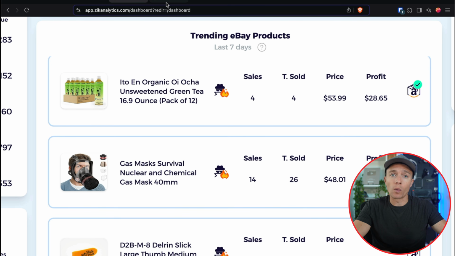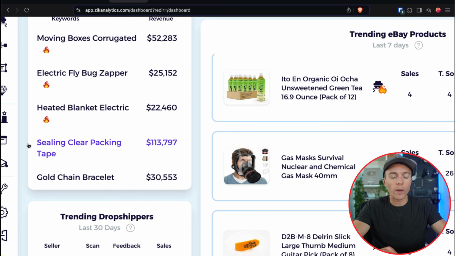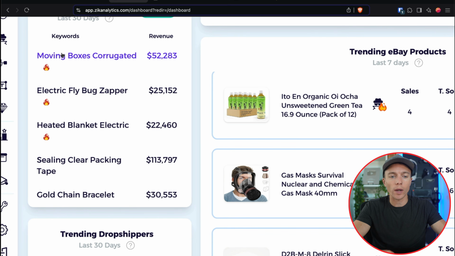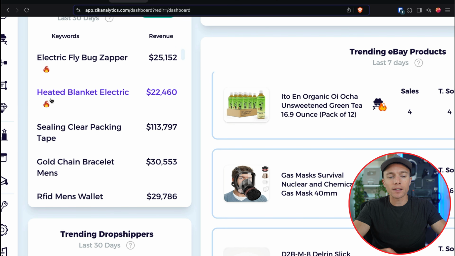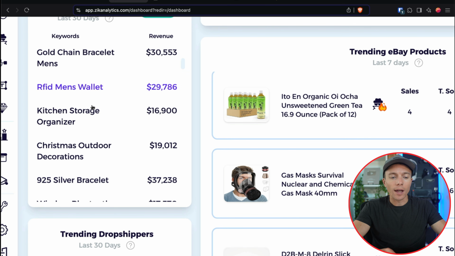I'm going to look for some other ones because we don't just want to list one product. We want to have lots of these winning products so that that profit can really add up. So let's take a look at another tool over here. On the left here, we have this section that shows us trending categories of items. So we see that things like heated blankets are very popular right now. We have clear masking or packing tape is really popular right now. And also kitchen storage organization.